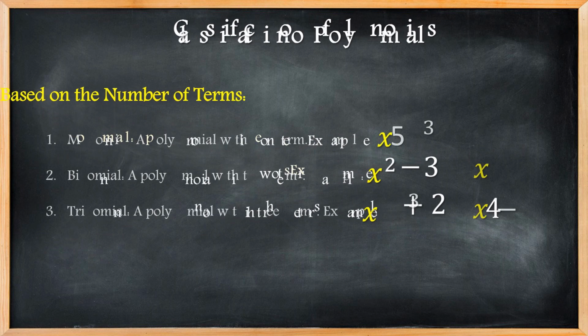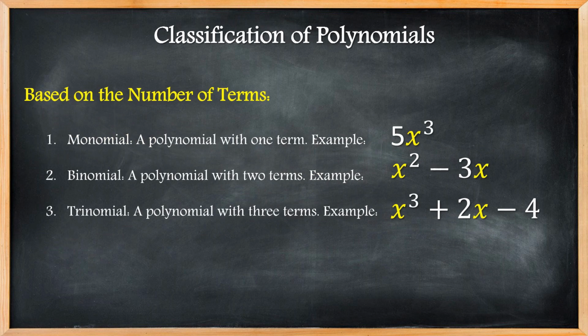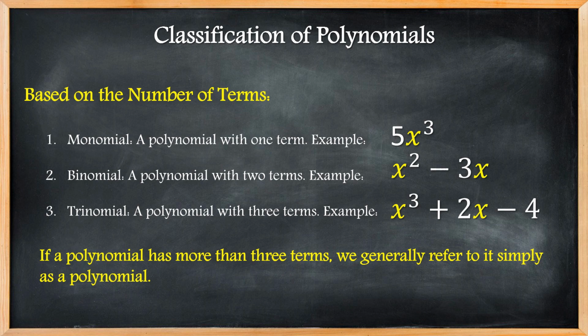Now, let's talk about how we classify polynomials. First, we can classify them based on the number of terms. A monomial has 1 term, like 5x cubed. A binomial has 2 terms, like x squared minus 3x. A trinomial has 3 terms, like x cubed plus 2x minus 4. If a polynomial has more than 3 terms, we just call it a polynomial.